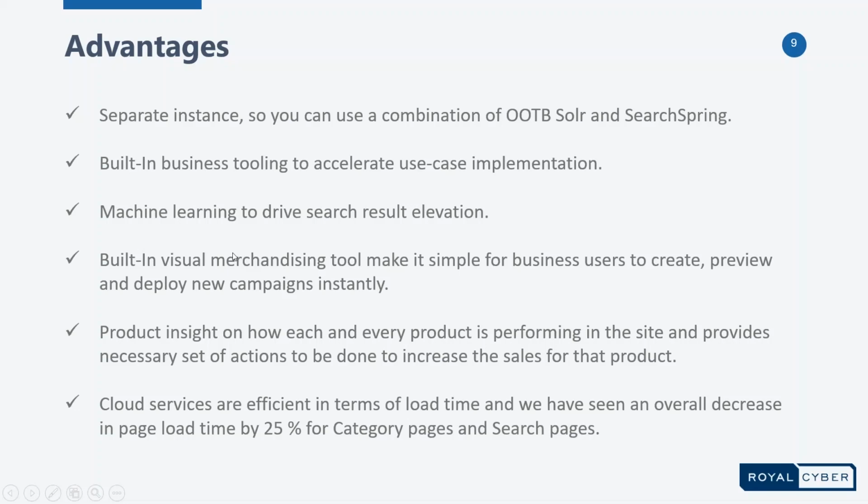So, there are some major advantages on the technical side. It provides a separate instance, so you can use a combination of out-of-the-box Solr and SearchSpring as the back end, with built-in business tooling to accelerate use case implementations, AI-driven machine learning to drive search results and evaluations, a built-in visual merchandising tool to make it simple for business users to create, preview, and deploy new campaigns instantly, and product insight on how each and every product is performing in the site, with the necessary set of actions to increase the sales for that product.